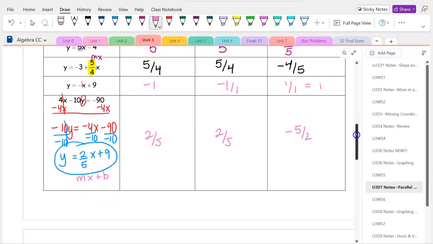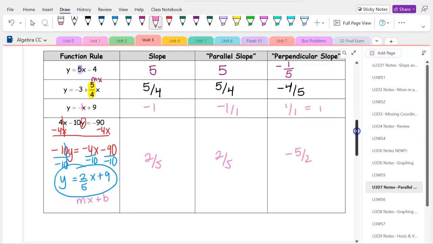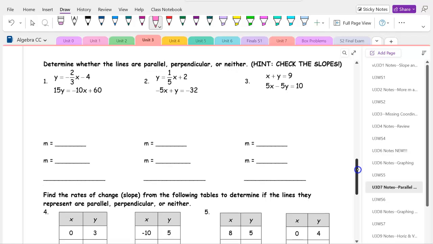All right, so that's how we go ahead and we determine what our slope, our parallel slope, and our perpendicular slope are. Now let's look at 3 sets of equations and see if we can figure out whether these lines are parallel, perpendicular, or neither. So again, the key thing is to check your slopes. Make sure you are in slope-intercept form before you go ahead and do that. So our first equation is y equals. That means we can identify our slope.